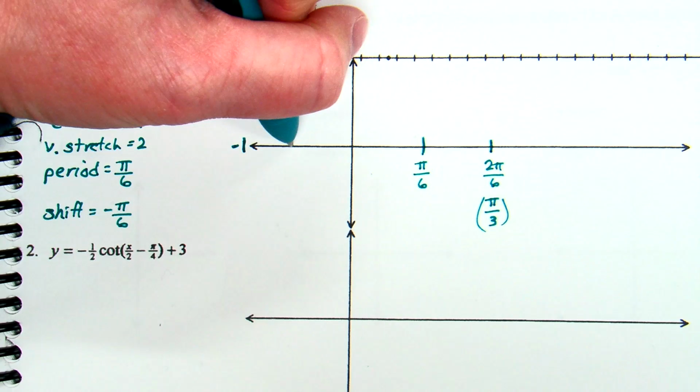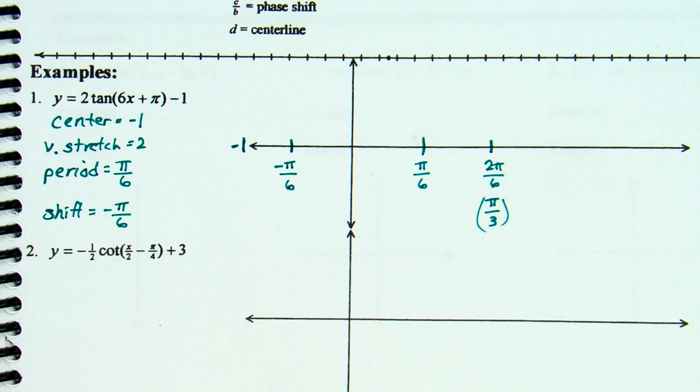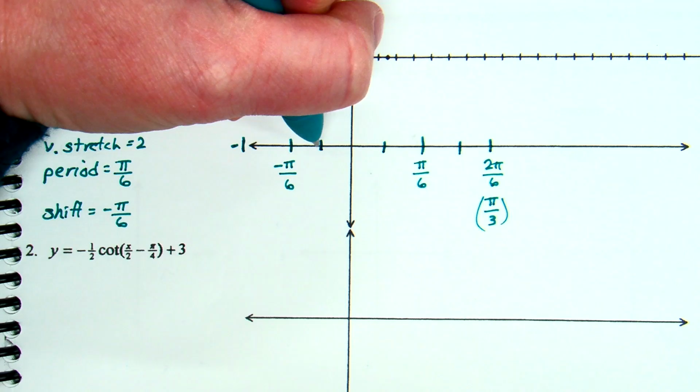Now, our shift is also left, isn't it? So I'm going to put an equivalent marking, left pi over 6. Now, with sine, cosine, each period had to be broken into 4 pieces. I just need each period broken into 2 pieces. So if a period is pi over 6, I just need 1 marking. So I'm going to put 1 marking in between each of those.